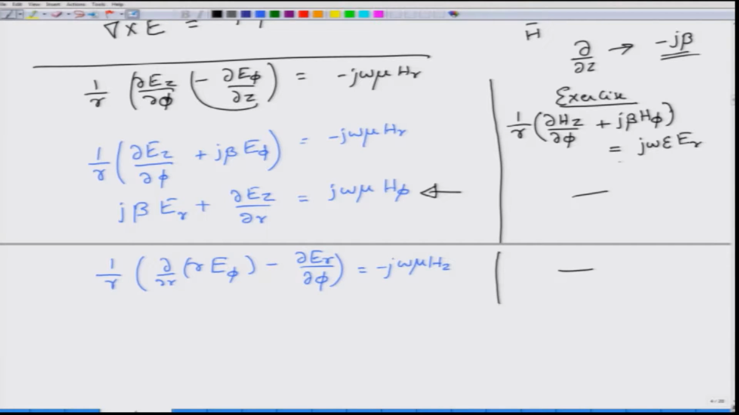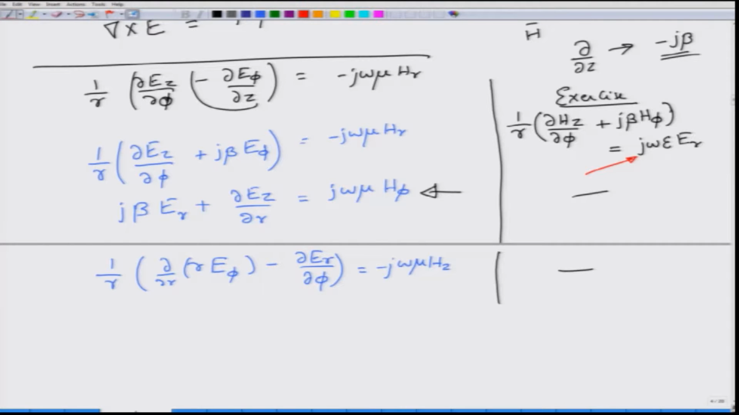There is also one more equation here, which is j omega epsilon ER, which involves a j beta term here and an Hz term here. So, if I can combine these two equations and substitute one in place of the other and simplify them, then maybe I will be able to obtain a relationship for ER. Okay. So, I can try doing this, you can eliminate one with respect to the other.